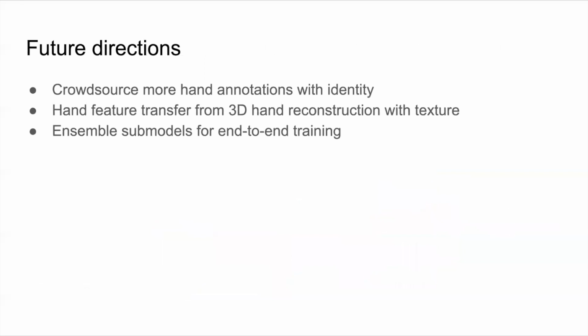For future directions, firstly, we plan to expand our dataset by crowdsourcing more hand annotations. Secondly, it is also worth trying to use the hand features from the task of 3D hand reconstruction with textures, because it contains more hand appearance features. Finally, assembling an end-to-end model could optimize the whole system better.